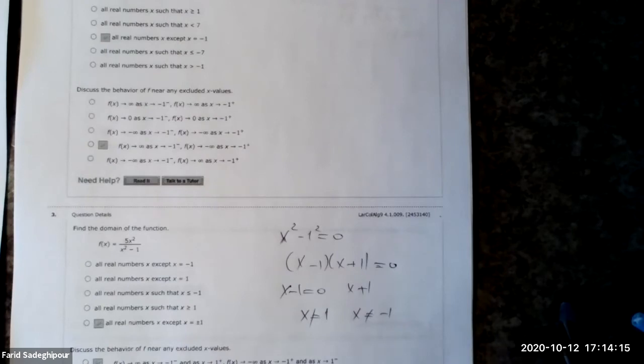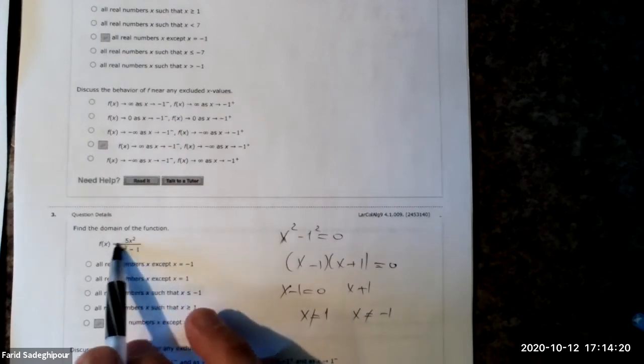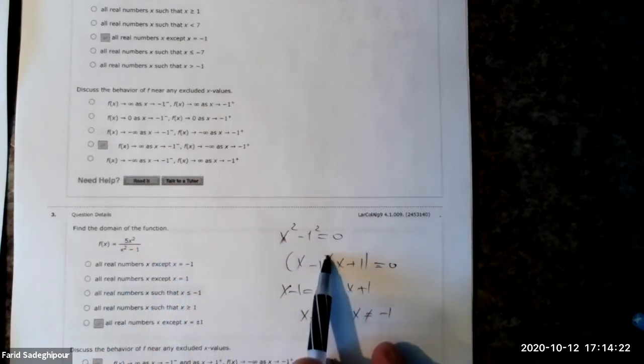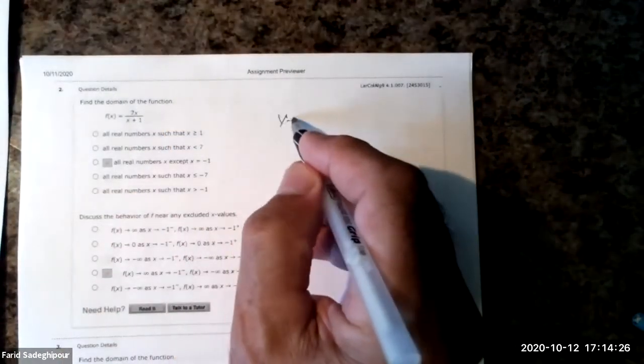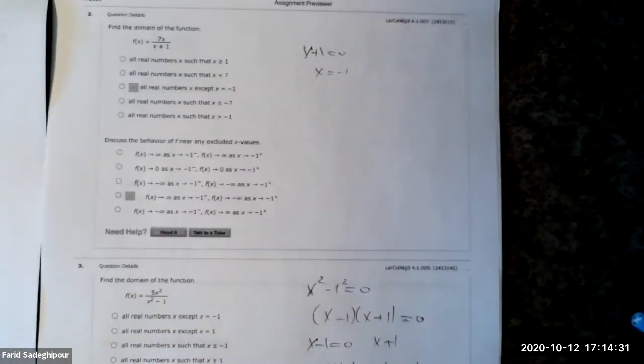So to find the domain in the case of a fraction with variables in the denominator, take the denominator and always set it equal to 0. x plus 1 equal to 0, x is -1, and so on.